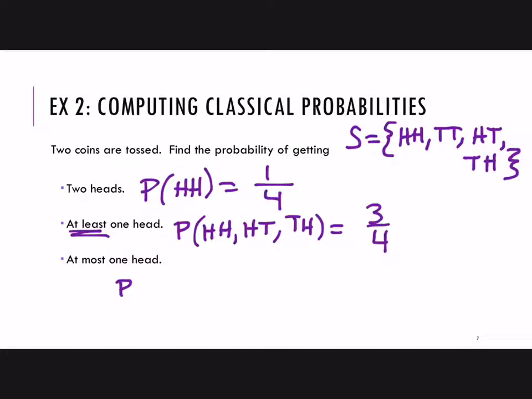And the probability of getting at most 1 head, so it could either be 1 or none. So that would be either head, tail, tail, head, or tail, tail. And again, this is also 3 out of 4. So the probability is 3/4.